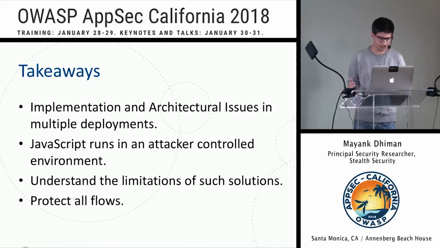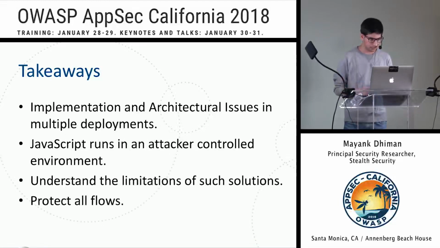And finally, some takeaways. When I started looking at many of these solutions, I found many implementation and architectural issues in many of these deployments. You should understand that according to the threat model, the JavaScript runs in an attacker-controlled environment. So as an attacker, I can see exactly what you're looking for, and I can forge all the things which you are consuming. For example, if you're a data scientist consuming these signals, you can never trust them, because I can forge all of the signals.